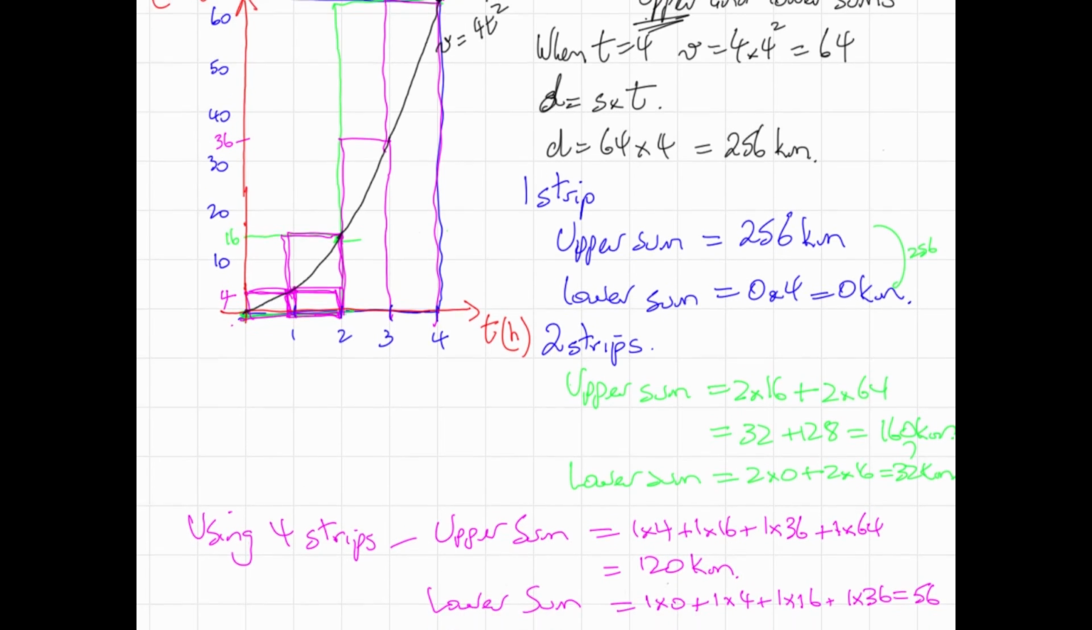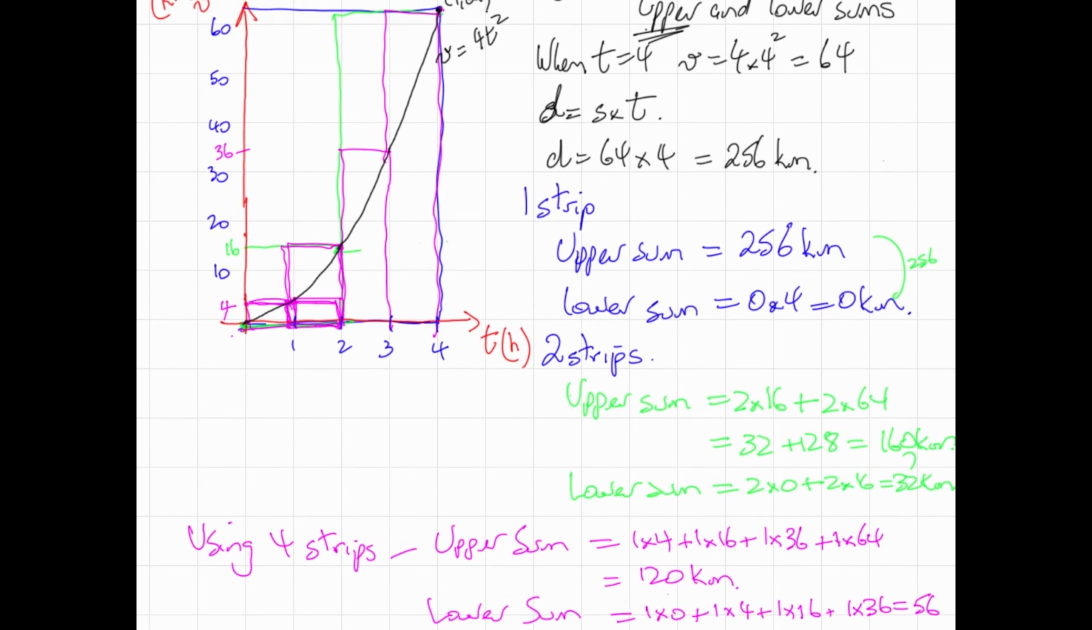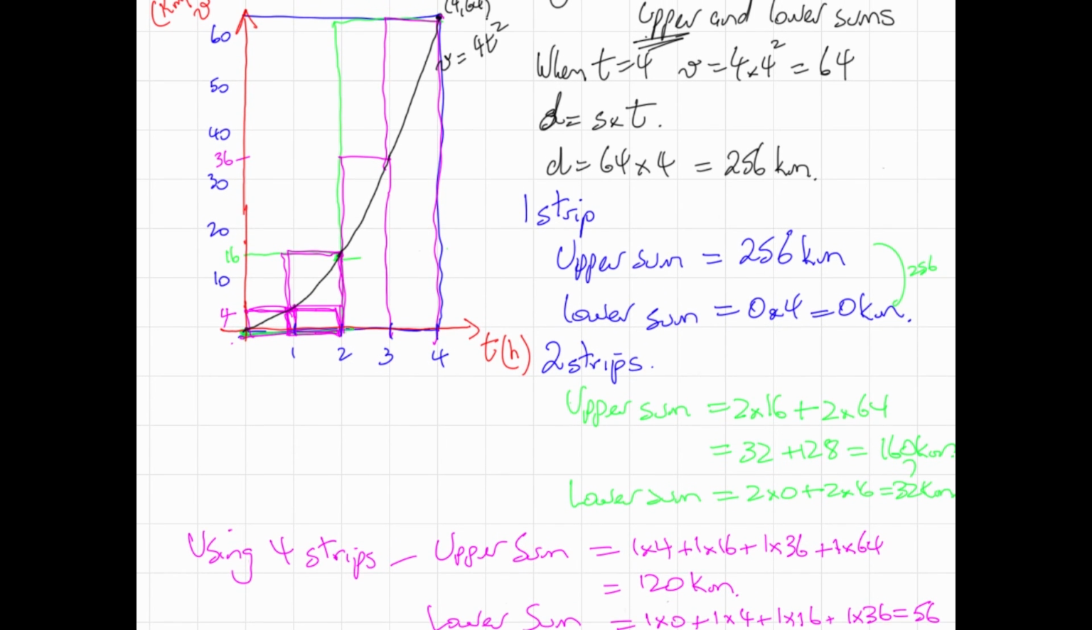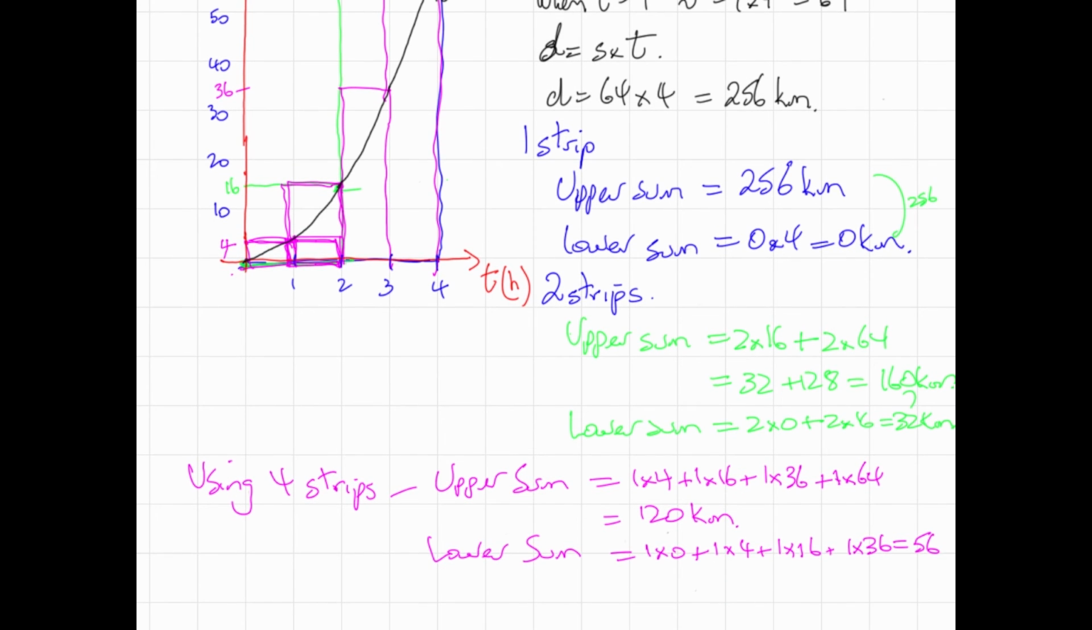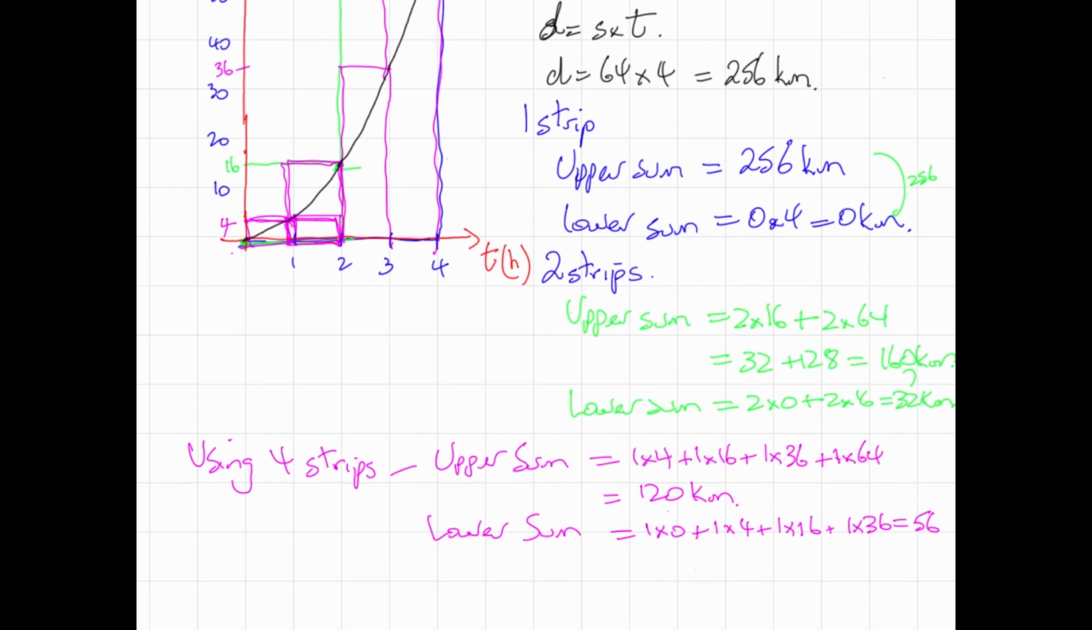So we can see by doing upper and lower sums that we're going to get a rough idea of the area, or the distance, travelled. The more strips we've taken, the closer we're getting. So if we average these two, so we just add those two together and divide by 2, so the area of the upper and lower sum is 120 plus 56 divided by 2.